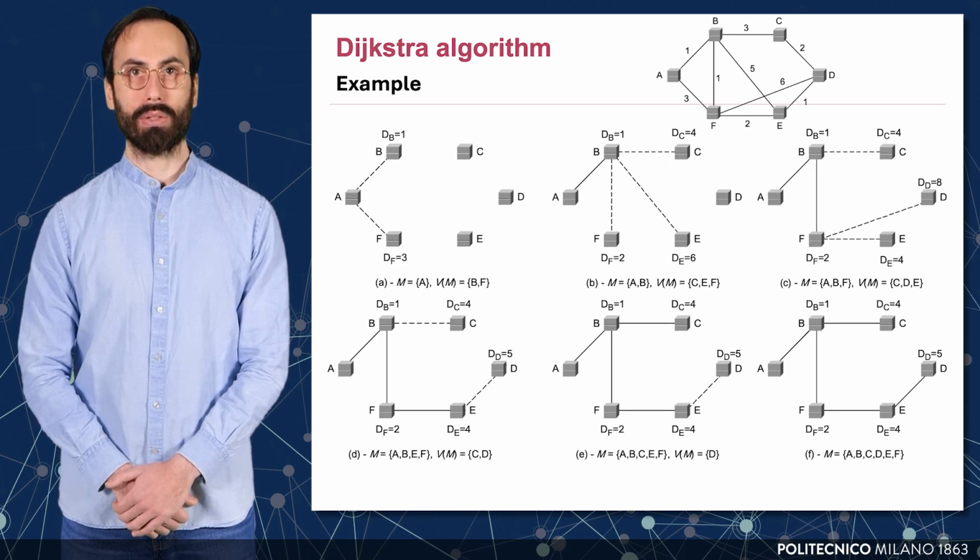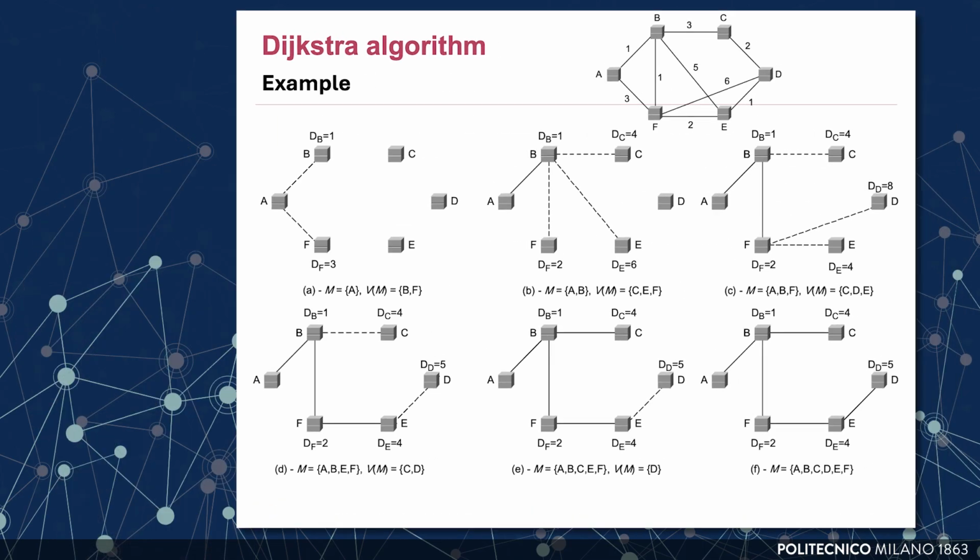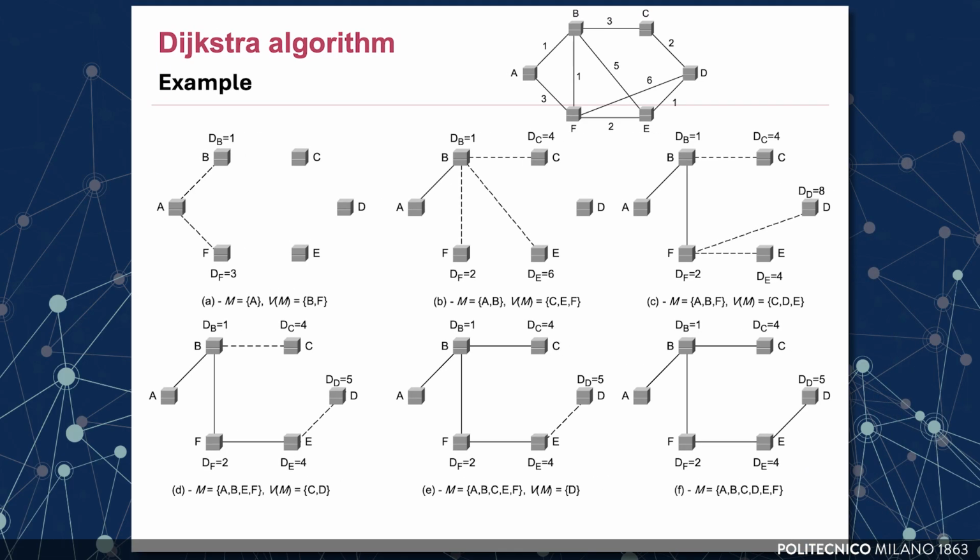This example walks us through the Dijkstra algorithm in action, starting from node A. In the top right corner, we see the original graph with link weights. The algorithm builds the shortest path tree step by step, starting with only node A in the set M, which contains nodes whose shortest path has been finalized. In frame A, the closest neighbors B and F are evaluated. F is added first since its cost is 1, the smallest.